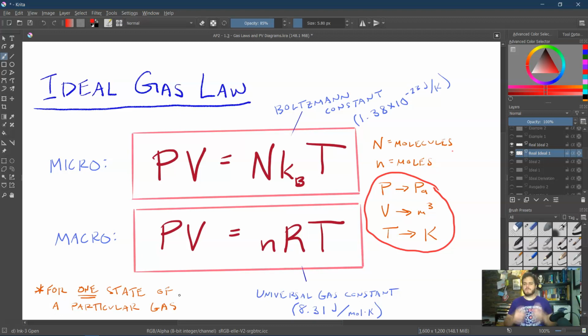And this is for one particular state of a particular gas, meaning that if I have some gas, and I know the number of molecules, and I know Boltzmann's constant, let's say I know its current temperature and its current volume, then I can solve for its current pressure. Or let's say I know its current pressure and current volume, I know the number of moles, well then I can solve for its current temperature.